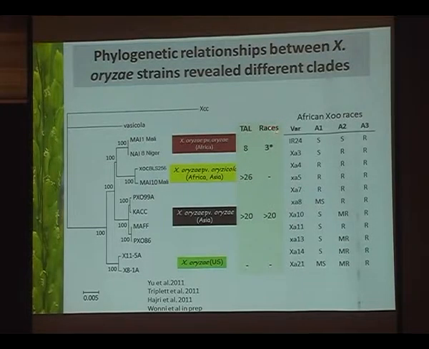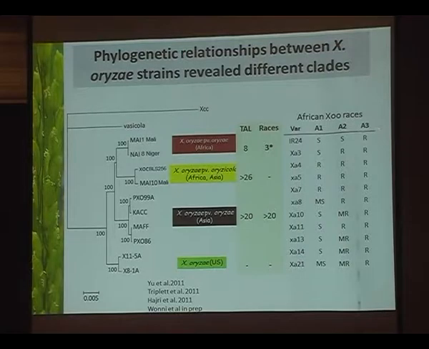What I wanted to stress is also that we have some different races among these pathogens. We have three races in Africa and up to 20 races in Xanthomonas oryzae in Asia. And no race has been characterized so far in Xanthomonas oryzae pv. oryzicola. So these races are based on the reaction of the strains on a different set of isogenic lines that we call IRBB lines. And each line contains specific resistance genes, Xa3 or Xa4.